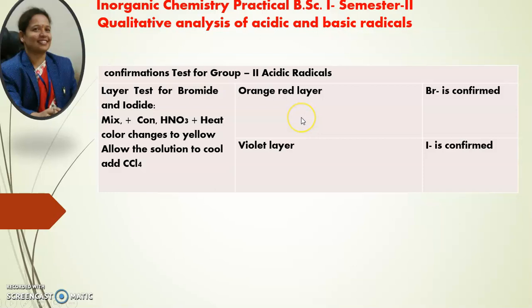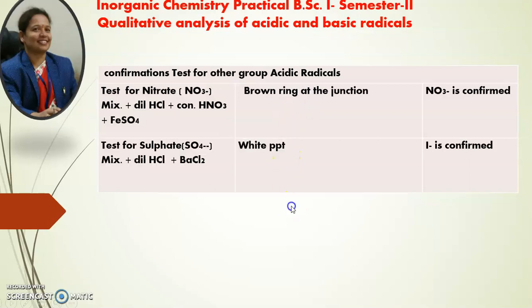So the chromyl chloride test is for chloride radical, the layer test is for bromide and iodide: orange-red layer, Br negative, violet layer, I negative. Then the test for nitrate: mixture plus dilute HCl plus concentrated HNO3 and add FeSO4. Then a brown ring at the junction, at the top of the test tube, you will get the formation of a brown ring which confirms the presence of the NO3 negative radical. And a simple test is there for sulfate: mixture plus dilute HCl plus BaCl2, a white precipitate is formed which confirms the sulfate acidic radical.